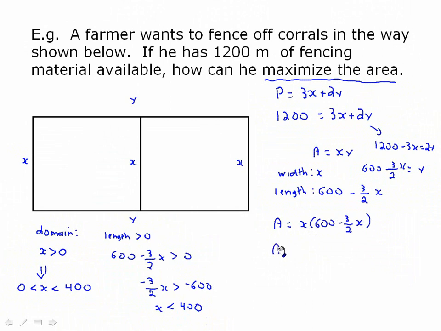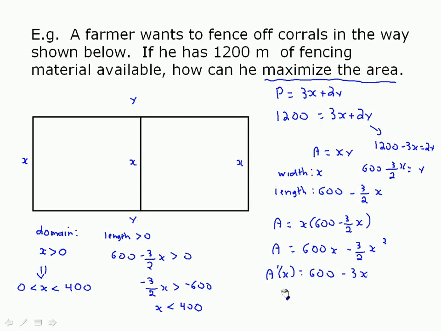So the area is going to be 600x minus 3 over 2 x squared. Now this is not a related rate, so we're not taking it with respect to time. So all we need to do is differentiate this. And now I'm just going to write this as A prime at x, and that's equal to 600 minus 3 over 2 times x squared is 3x.